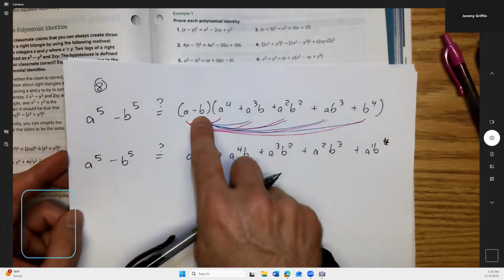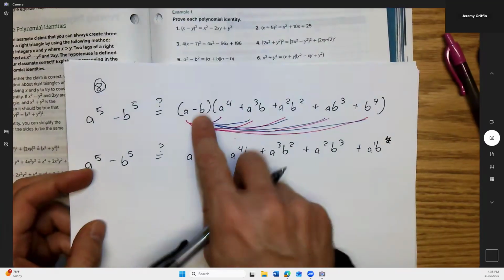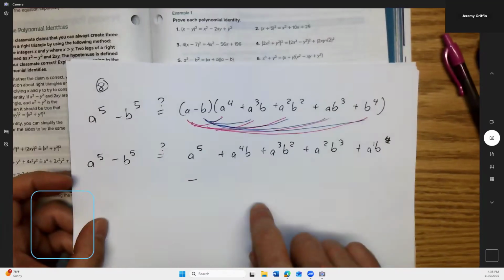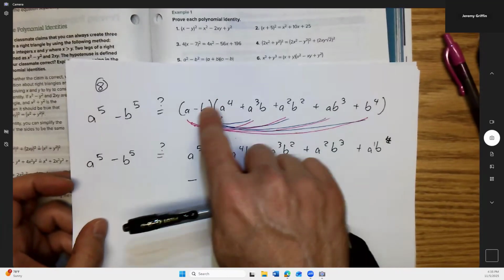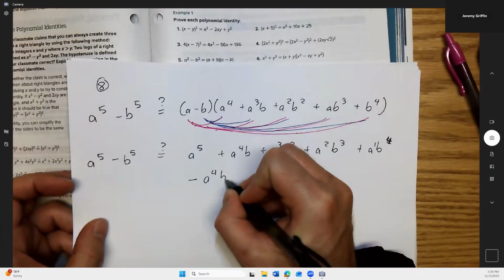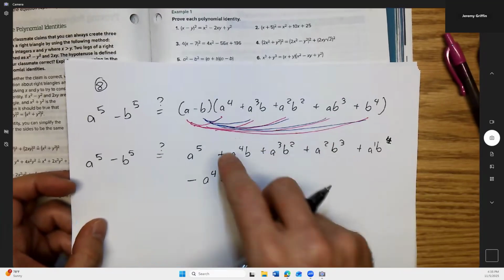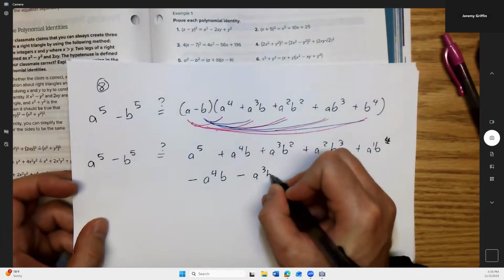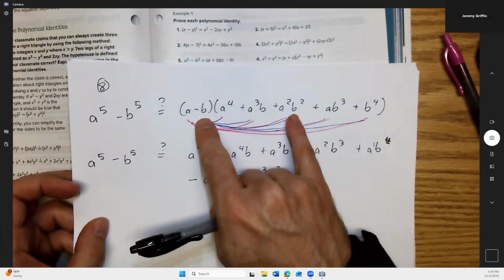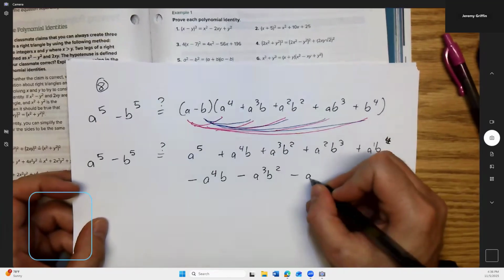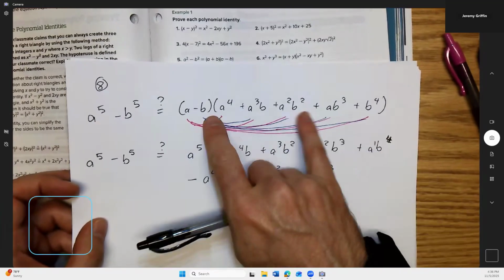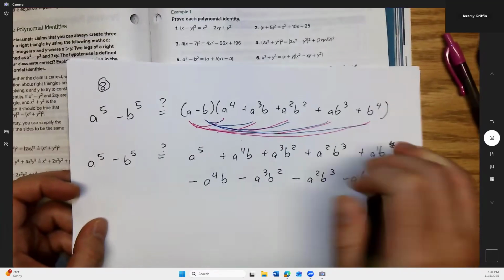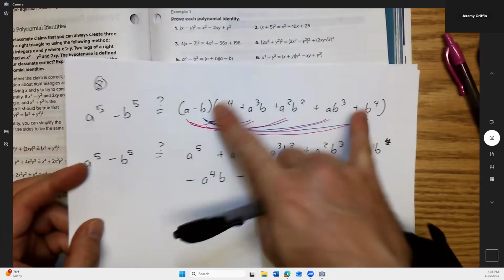I still need to bring in the B's. Now, I have a negative on the B, so I'm subtracting. So careful about that. So minus, and then, just to stick to the convention, I'll put all my A's first. So A to the 4B. You could do B, A to the 4. That's fine. It's the same thing. Then negative B, so that'd be minus A cubed B squared, then minus A squared B cubed, then minus AB to the 4th, and finally minus B to the power 5.